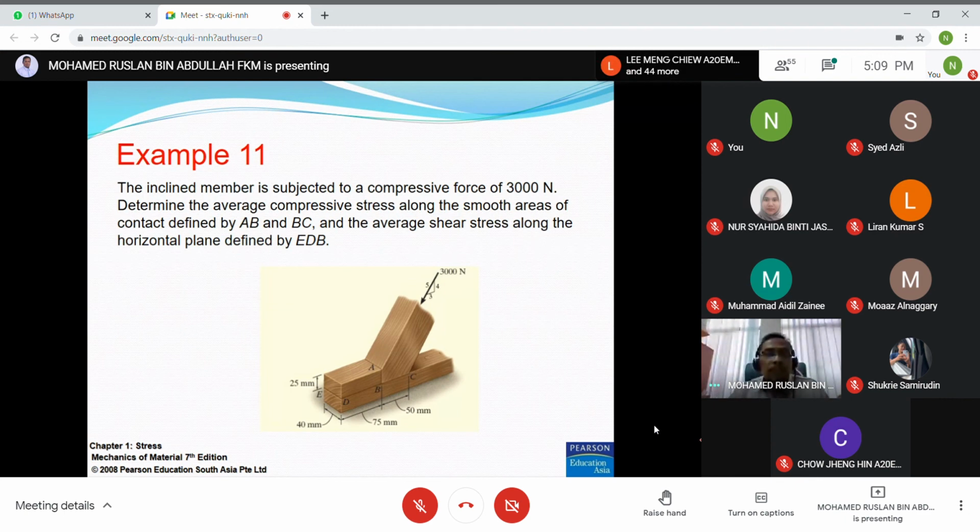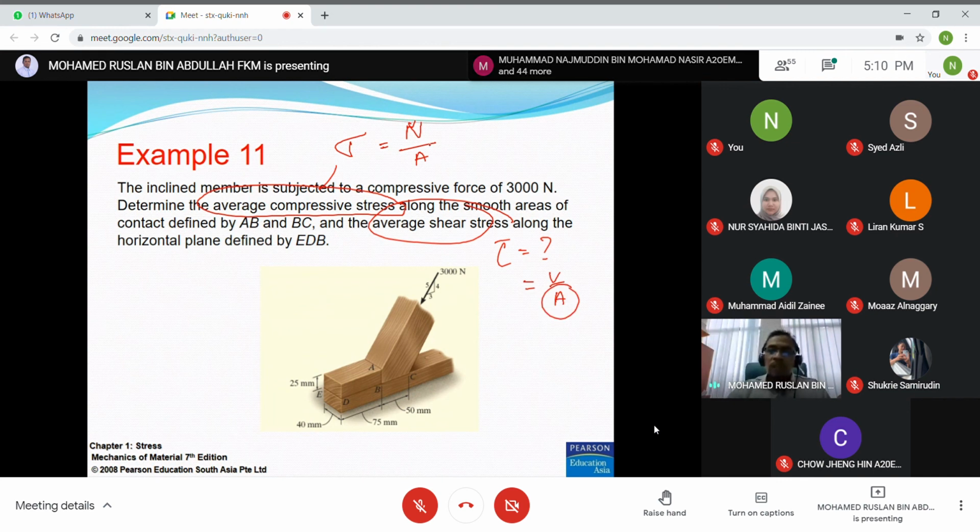So in this case, we have two questions. The first one is to determine the average compressive stress. The average compressive stress means sigma average. So for the stress, we have a normal stress, in tension or in compression. So this is compressive. And the second question is to determine the average shear stress. Average shear stress is tau, equal to V divided by the area.